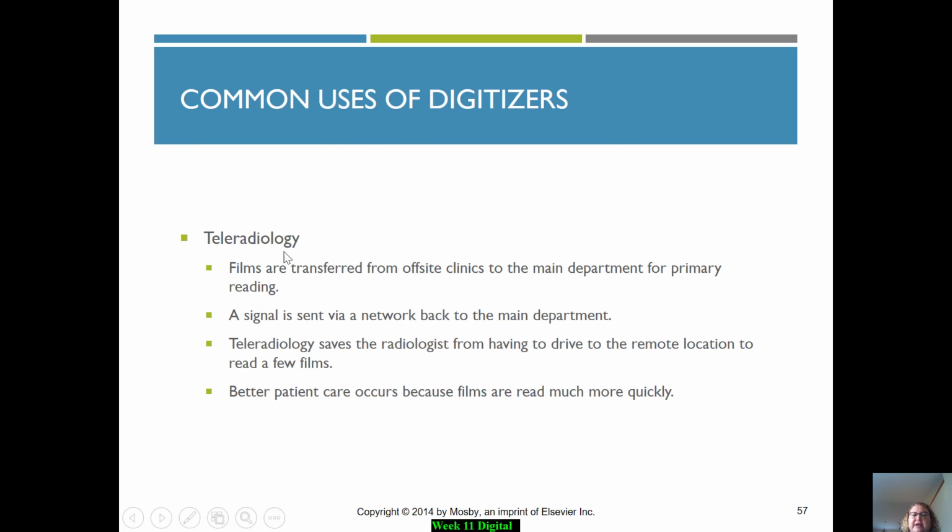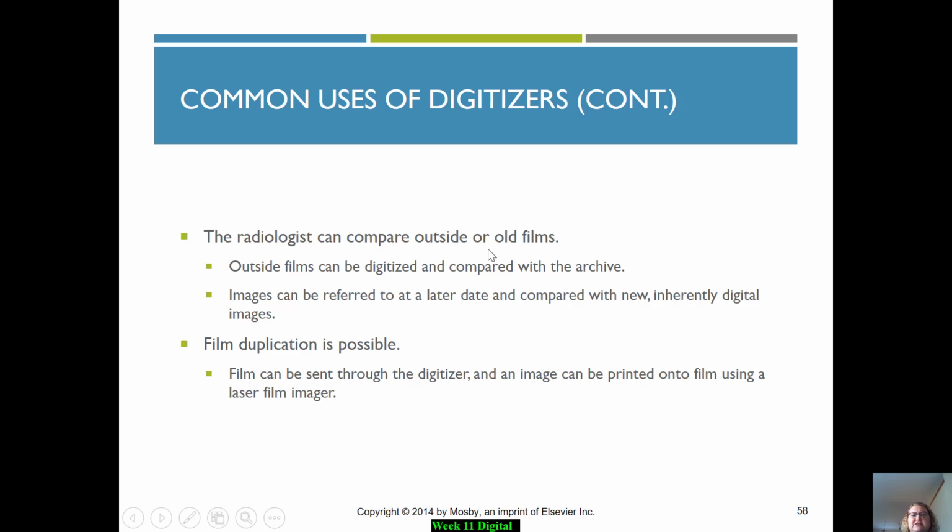We also have teleradiology. These films are transferred from off-site clinics to the main department for primary reading. So if you're working for an orthopedic group that's not part of the hospital system, they could still send their images to the radiologist to be read, and then the report would be sent back to them. So these are remote locations. Your radiologist is still going to be able to compare those outside films with old films and give them a report.